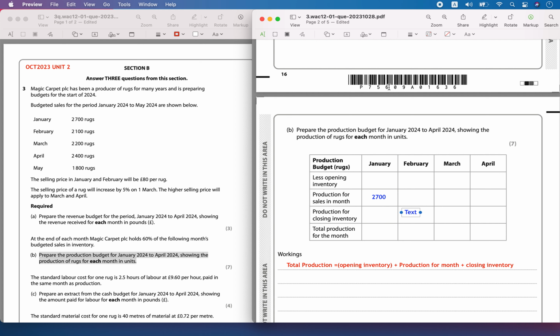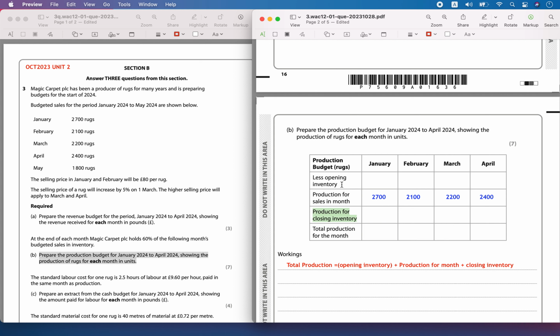So 2700 for Jan. Then for Feb the required amount is 2100, and 2200 is going to be sold, so you will have to produce 2200. In April it is 2400. So let's write these values. How much needs to be sold, that much we need to produce.